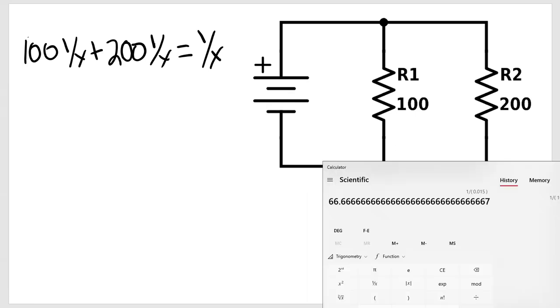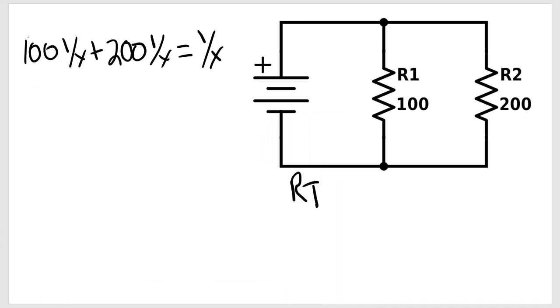So our total resistance for this, our RT, will equal 66.66, and then we'll just say 7 ohms. So now we have our resistance total.